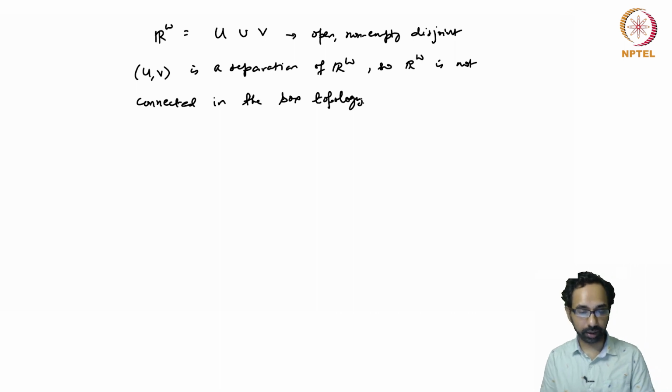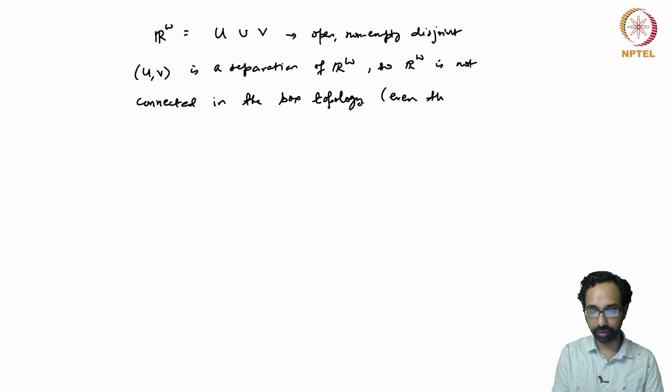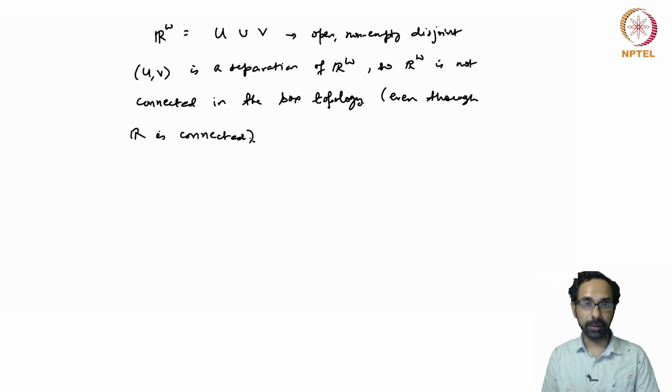So we see that even though R is connected, as we will shortly see, the infinite Cartesian product under the box topology of connected spaces is not connected. So even though R is connected, this is an example where the previous theorem fails for an arbitrary Cartesian product of connected spaces when it is given the box topology.